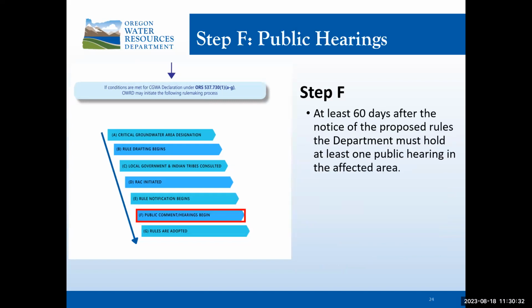So next, step F, we'll have at least 60 days after the notice of proposed rules, and the department must hold at least one public hearing in the affected area. So this allows for step F, the public comment period. It's going to include also a public hearing in which members of the public can come out and provide oral comment on the rules, as well as during the public comment period, anyone may provide comment in written form on the rules.